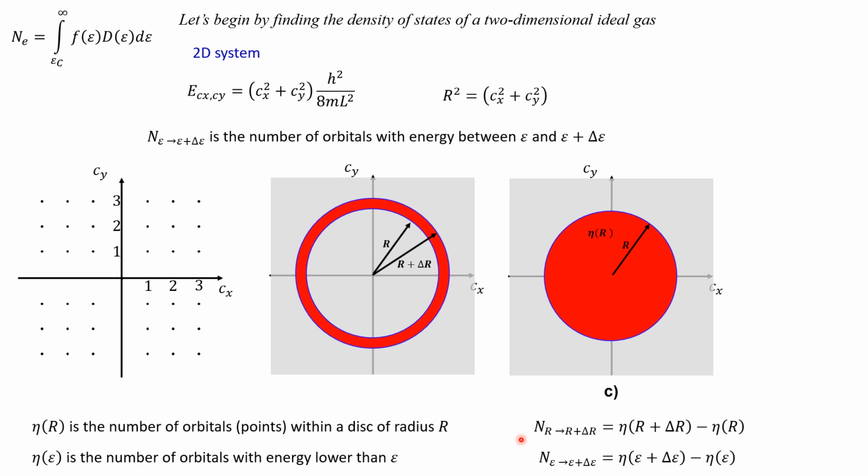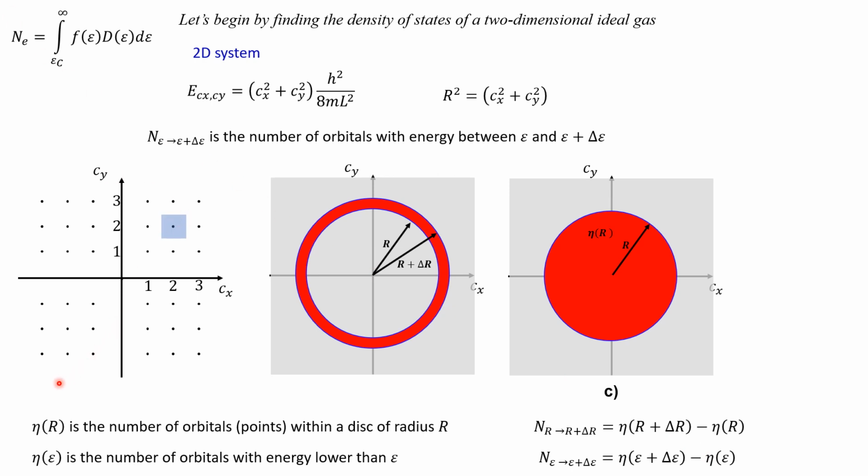And likewise, using this definition, the number of orbitals with energy between epsilon and epsilon plus delta epsilon will be given by the number of orbitals with energy lower than epsilon plus delta epsilon minus the number of orbitals with energy lower than epsilon.